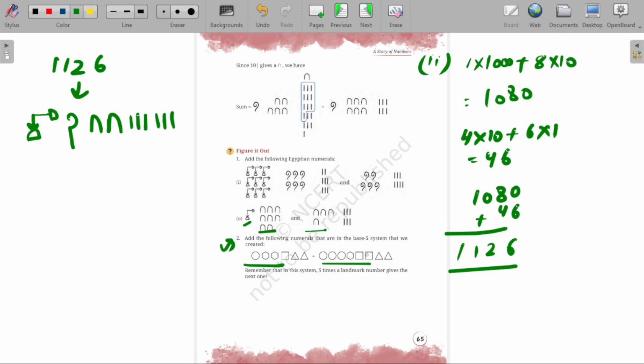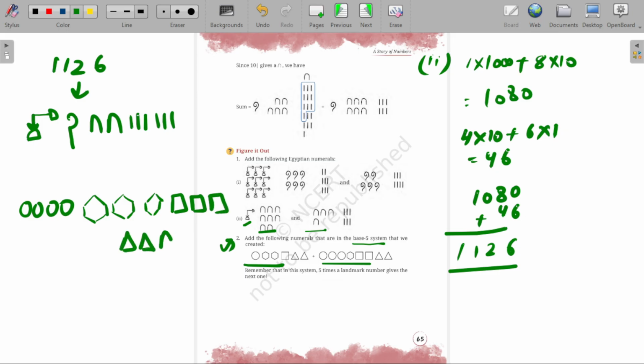Now question number 2, you need to add these numbers. You remember that this is our base 5 system. So let's add it. How many circles are here? There are 4 circles: 1, 2, 3, 4. And then how many hexagons are there? There are 3 hexagons, right? And now 3 squares. And lastly, 4 triangles. Our answer, simple, fine.